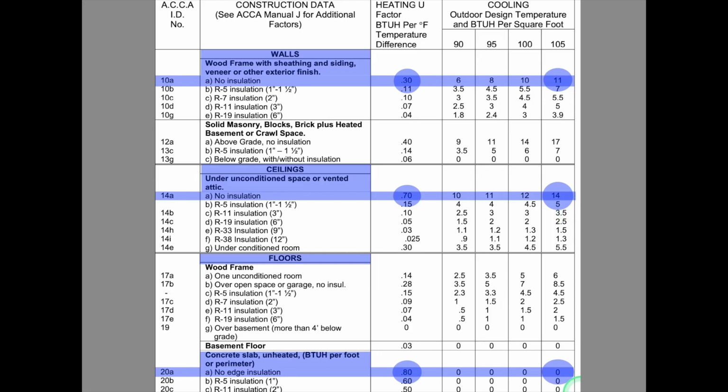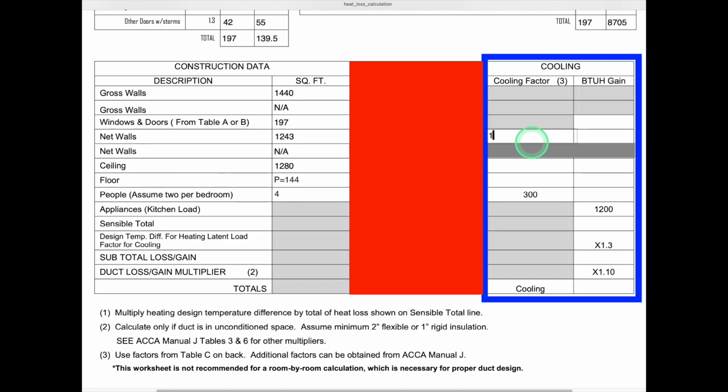So we're going to go back to that chart here. So let's go ahead and put those in now. So 11 BTUs per square foot, 14 BTUs per square foot for the ceiling, and 0 BTUs on the floors. All right, and for the windows and doors from table B, because table B was our cooling heat gain through our windows and doors, we have 8,705 BTUs that we're gaining. So 8,705 BTUs that we're gaining through windows and doors.